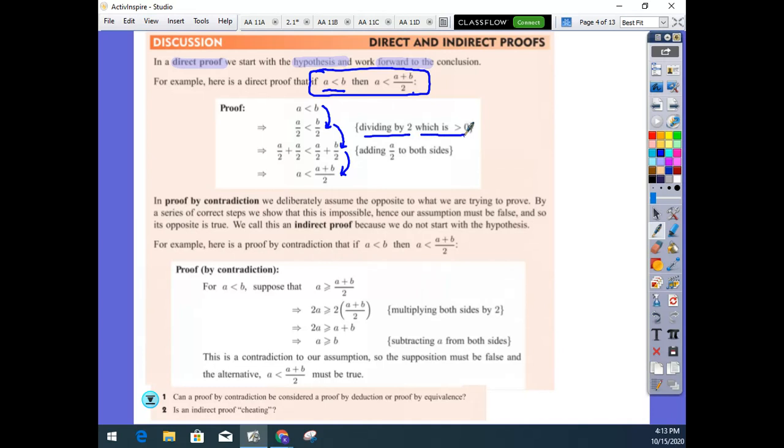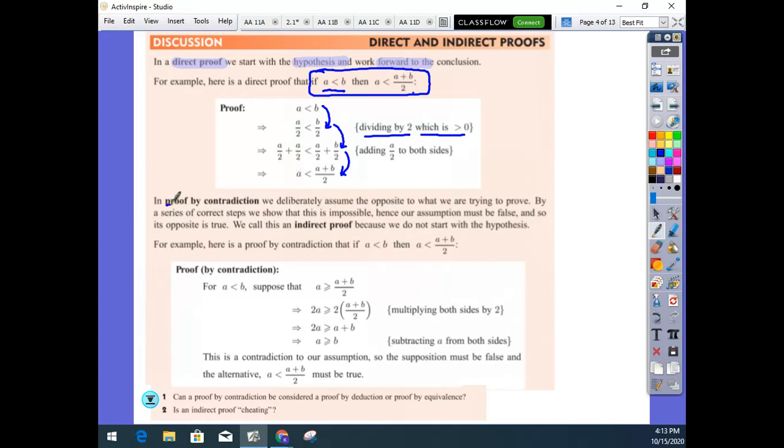Now, they have this little caveat here where 2 is greater than 0. That just means you don't need to switch the inequality. Then we would have B over 2. So notice we need an A added over here. So we just added A over 2 to both sides. But half A plus half A is just 1A, and we get our conclusion.